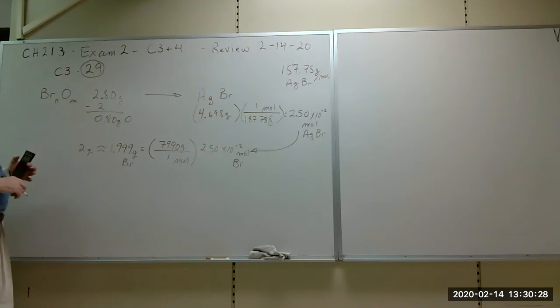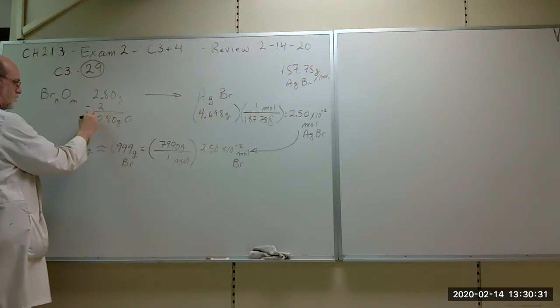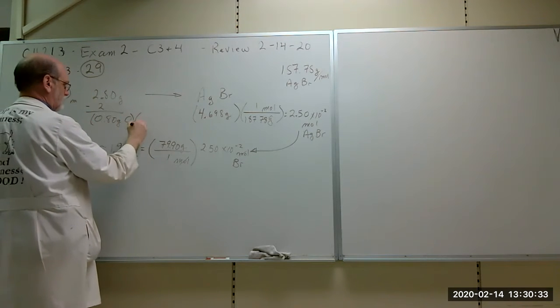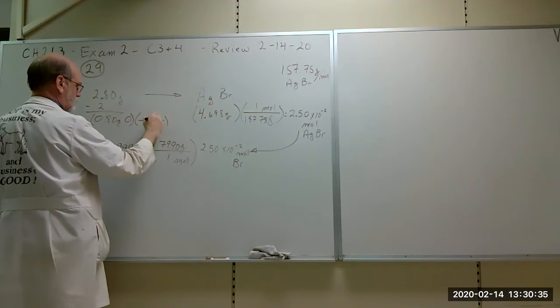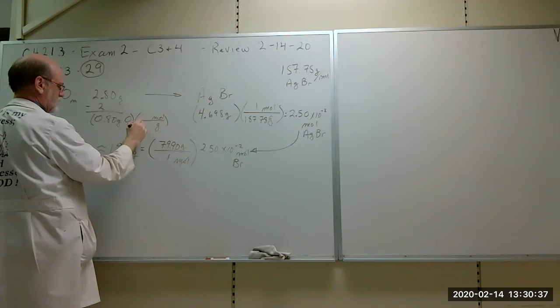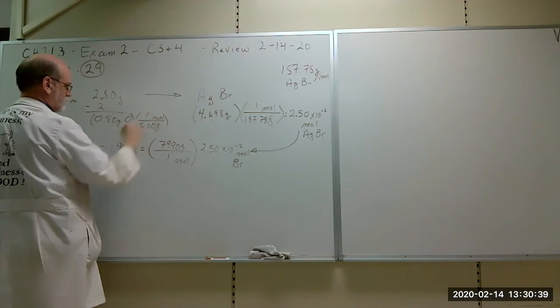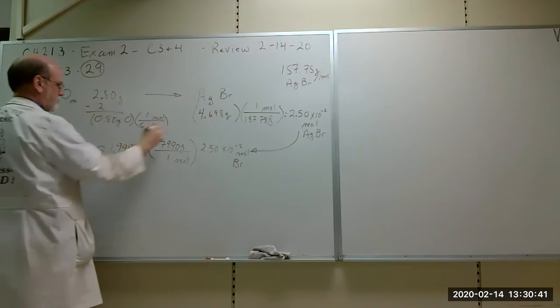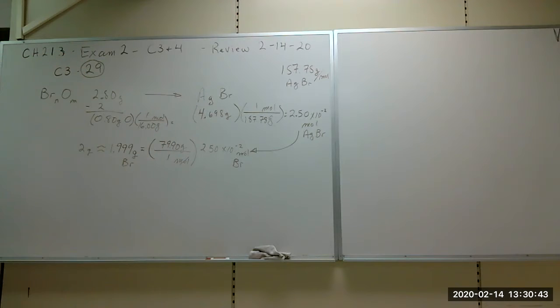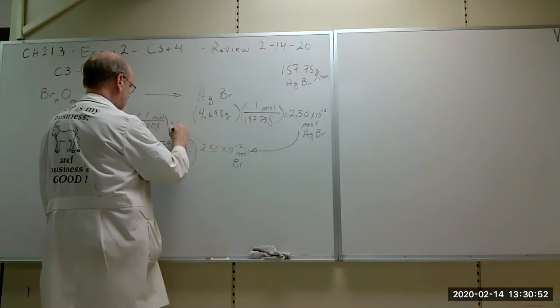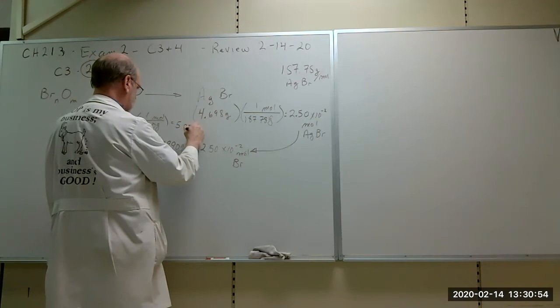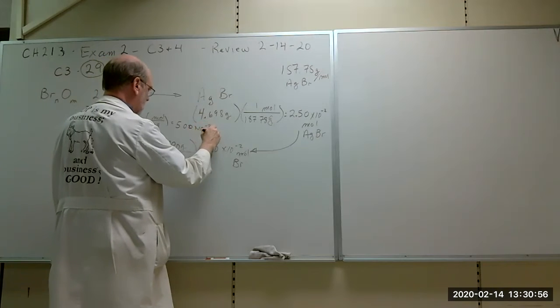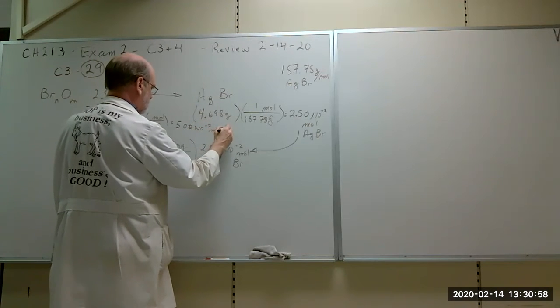0.8 grams of oxygen, right? Now, how many moles does that represent? 16 grams per mole, right? So 0.8 divided by 16 is 5 times 10 to the minus 2 moles of oxygen.